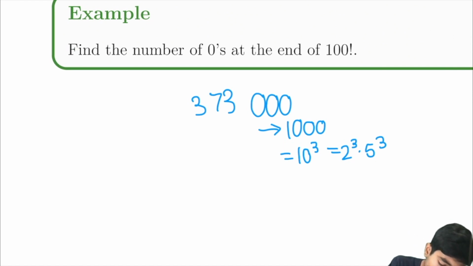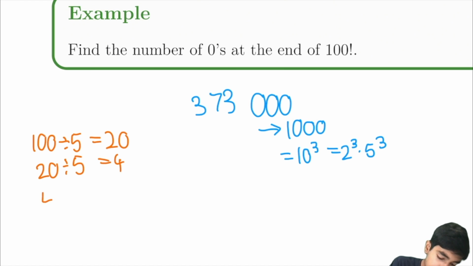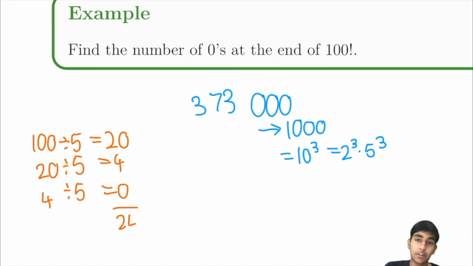Okay, so 100 factorial. Let's do 5 first. 100 divided by 5 is 20. 20 divided by 5 is 4. 4 divided by 5, removing the decimal, is 0. And that's it. So there's 24 factors of 5, right?